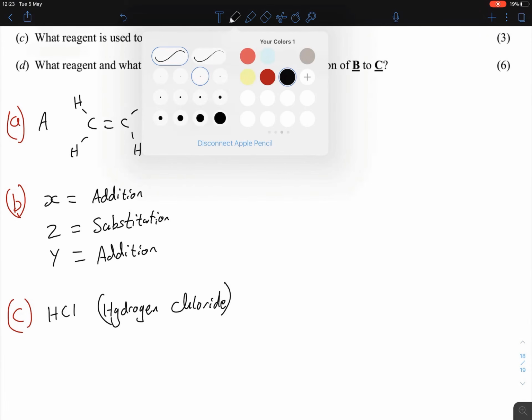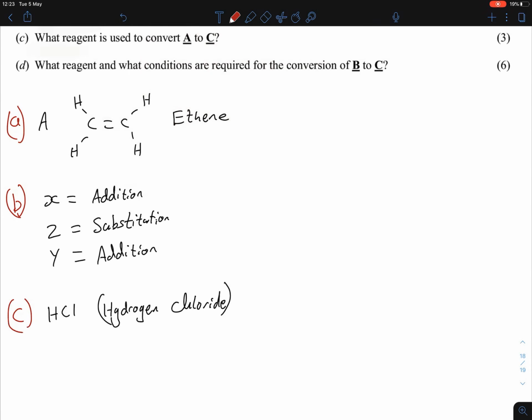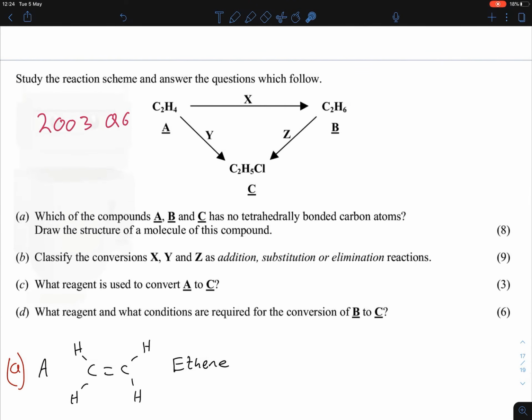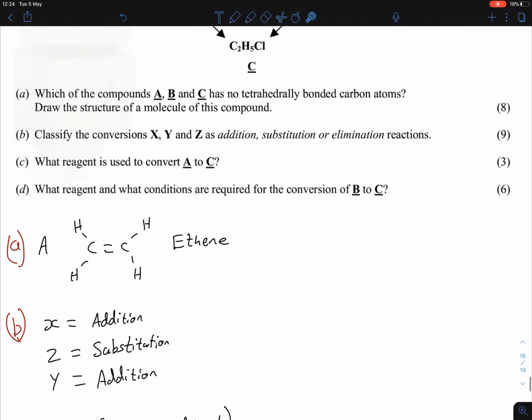And our last one now is D. What reagent and conditions are required for B to C? As soon as I see that, like what reagent and what conditions, I know it's going to be substitution. And we'll just double check it to be sure. So B over here, so C2H6 going to C2H5Cl, so that is substitution. Okay, we set it down here anyhow.